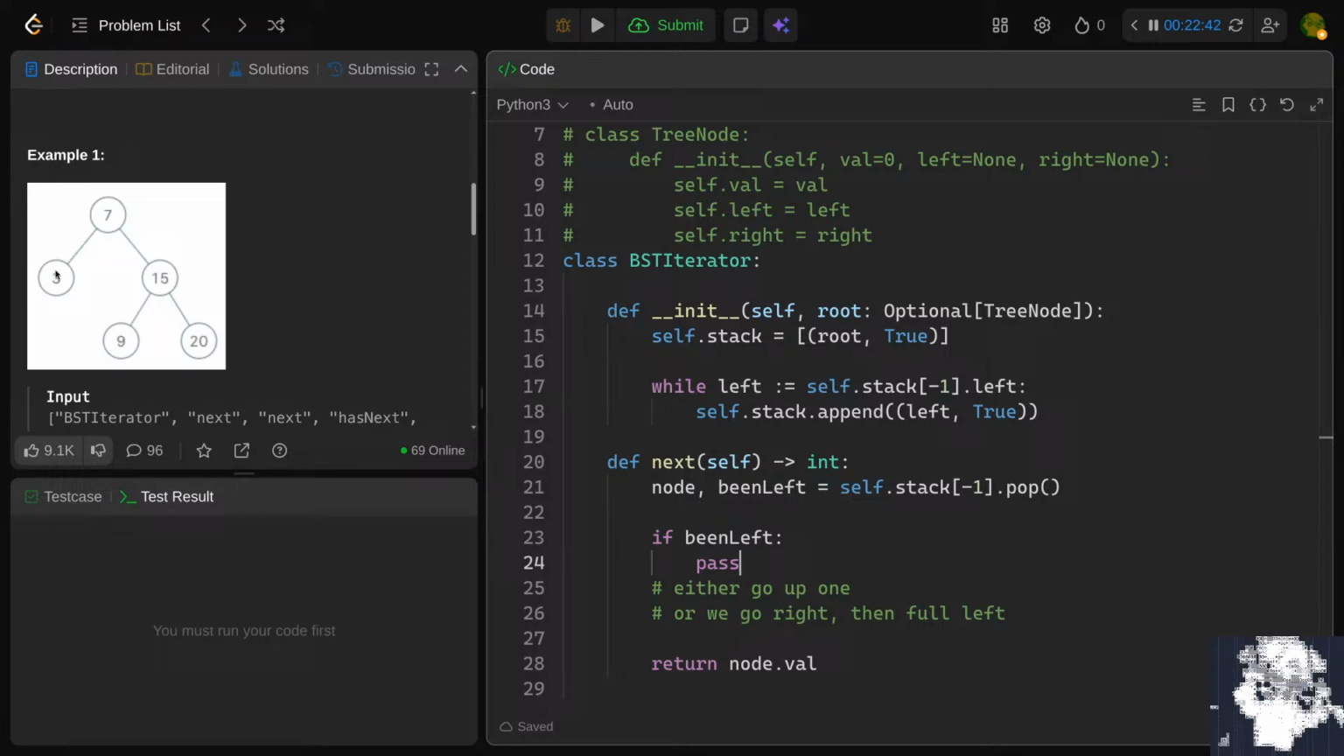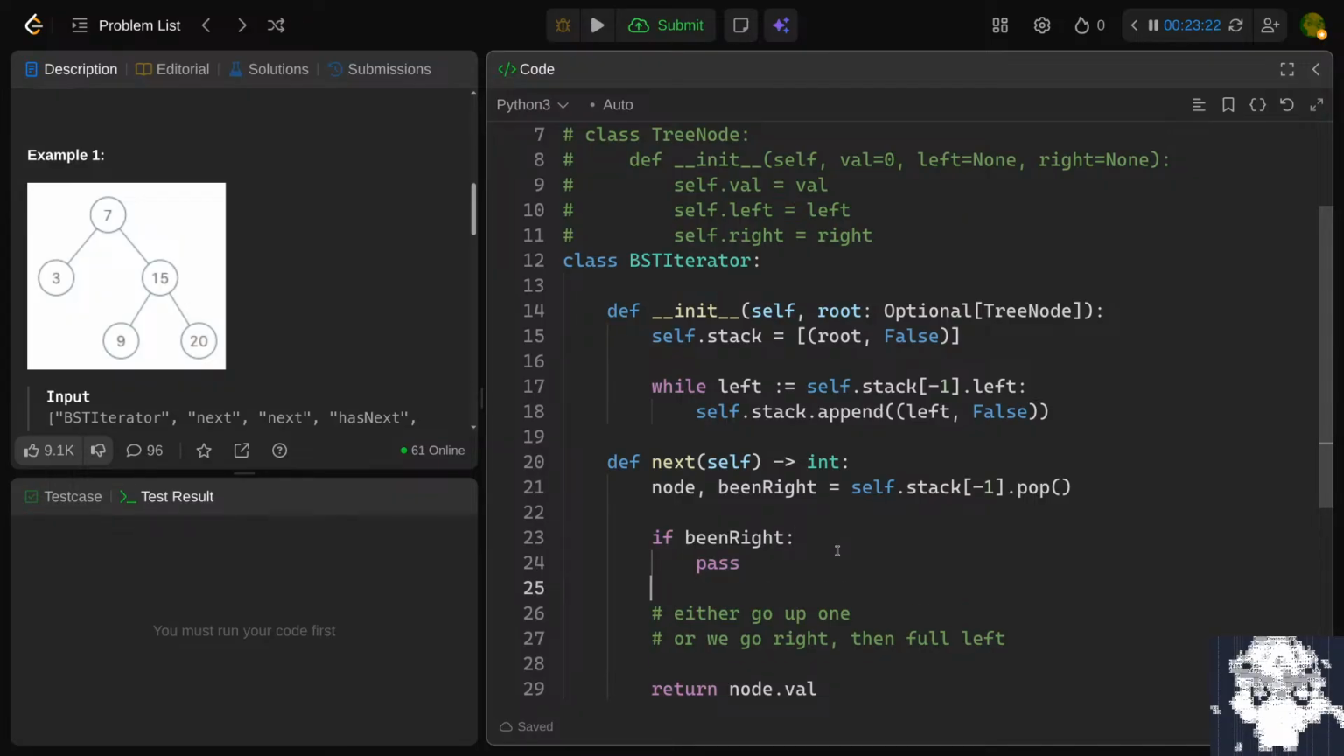So what we need to know is, have you been right, actually? If you've been right, then you go up. This should just be called been right, and these should start as false. Okay, if you've been right, that means you go up, and since we've already popped you out of the stack, there's nothing else to do, because we've already popped you from the stack.